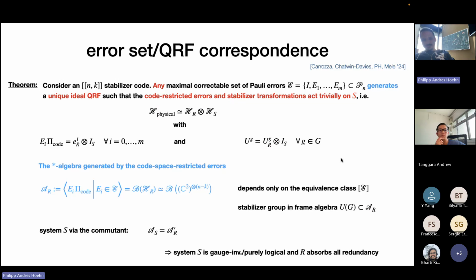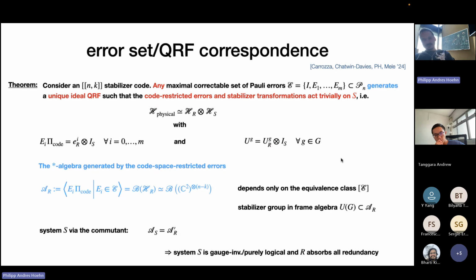Okay, and this means in particular that if I take the system to be the commutant of the reference frame, and the reference frame contains the stabilizer group, then by definition the system commutes with the stabilizer group, so it's gauge invariant. So this also explains this form. Or gauge invariant, it's purely logical. So it means the frame really now absorbs all the redundancy.